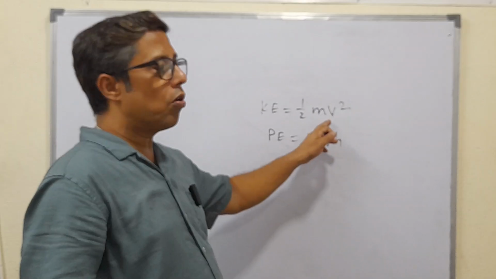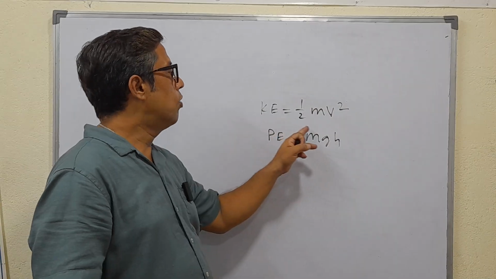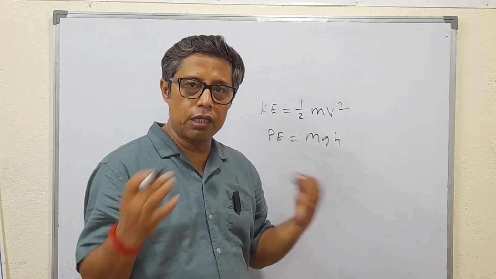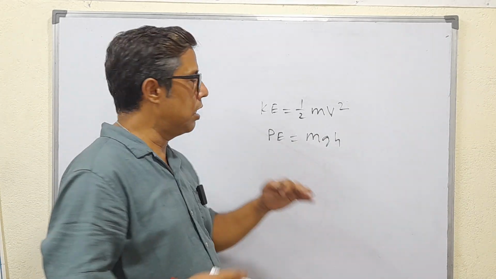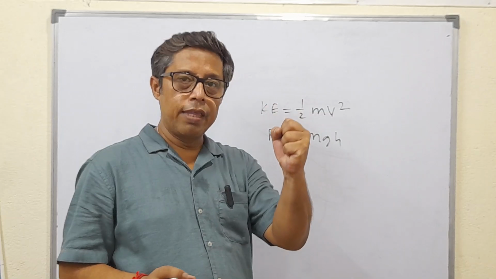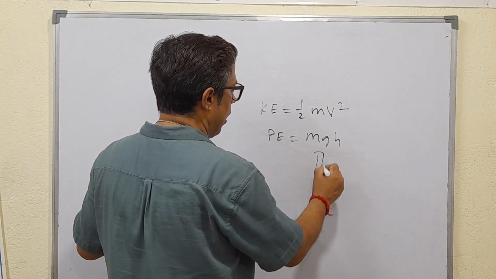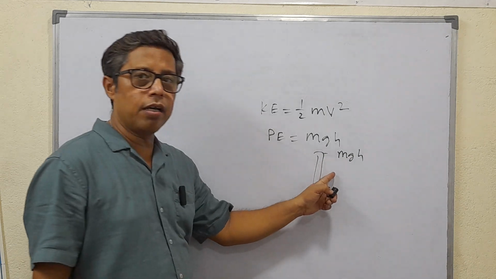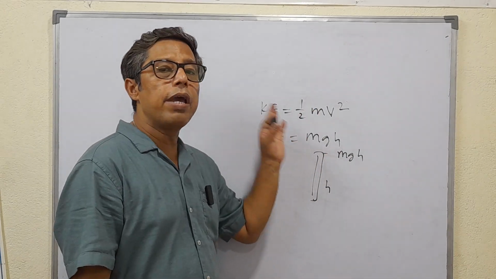Kinetic energy is caused by motion. Like a football in motion has a velocity, so it will have kinetic energy. Kinetic energy is acquired when an object is in motion. When an object is not in motion, it has energy due to a change of position, or a change of size and shape. For example, if I compress a spring, it will get potential energy. If I take an object from here to here, it will gain height, so it will get potential energy. m is mass, g is acceleration due to gravity, h is height. These are the mechanical energies.